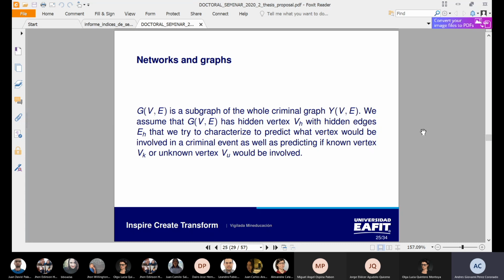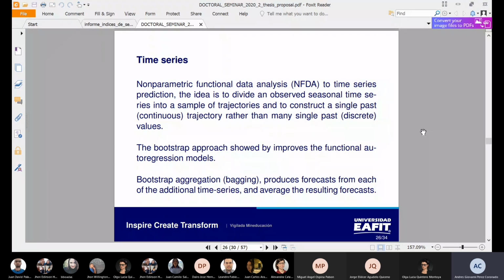I'm going to try to find, okay, a murder will happen at point P. The criminal network that is working over there is graph G, the network G. I'm going to predict what kind of vertex will be involved in this murder, and it's really interesting. I hope that I can be understood well in English.